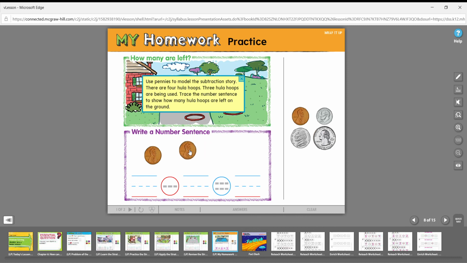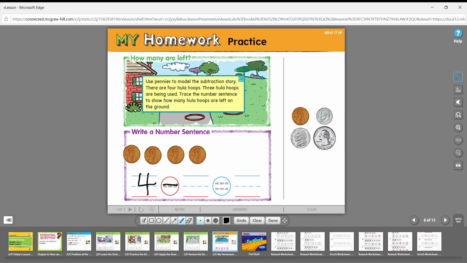1, 2, 3, 4. I write that number 4 here. 4 minus. 3 hula hoops are being used. 1, 2, 3 hula hoops. Write that number here. 4 minus 3 equals, how many hula hoops are left on the ground? 1. Just 1. 4 minus 3 equals 1.